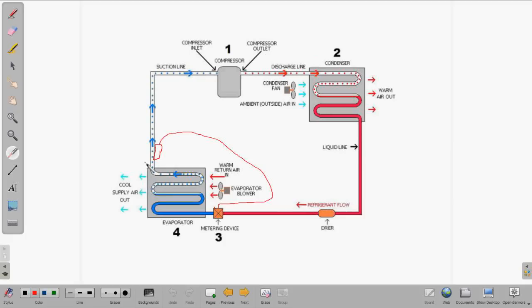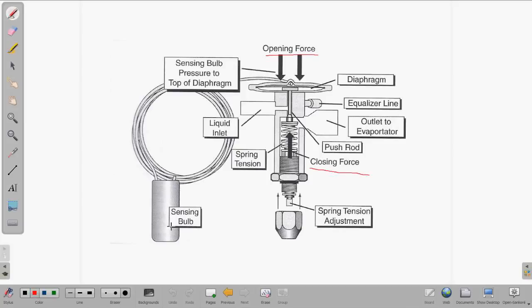And if you think about it, when the temperature increases in a system, and this sensing bulb has refrigerant in there, as the temperature increases, the pressure in the sensing bulb is going to increase as well. So that sensing bulb runs through a little tube and is the opening pressure, and it pushes down on this diaphragm right here, and it pushes the valve right here open. So the liquid comes in, and it's metering through this valve to the evaporator coil.